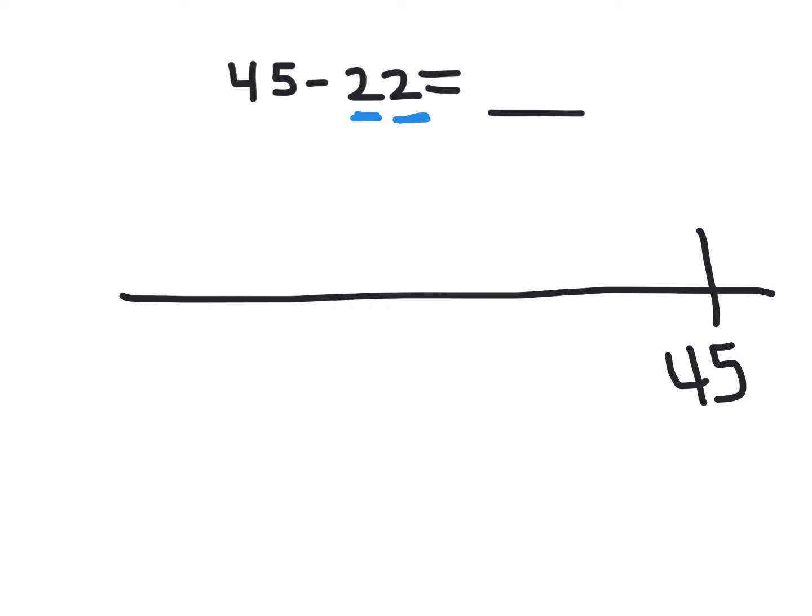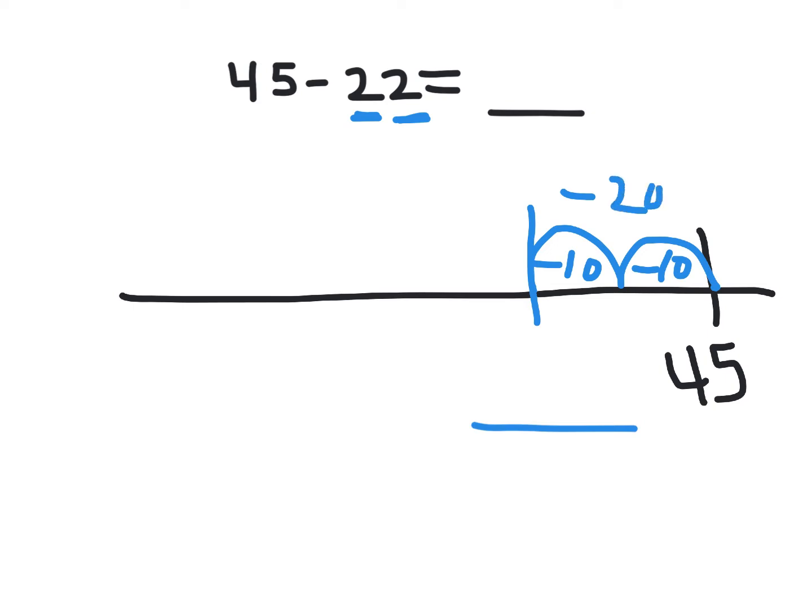So we'll start with the tens. That's 10 and that's 20. We stop there and we label that answer. Each one of these is jumping back by 10, for a total of 20. Our next jumps will be 2 ones, 1, 2. So that's a total of 2 jumps, and we'll get our final answer right there.